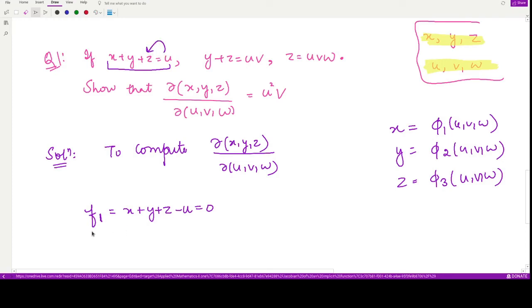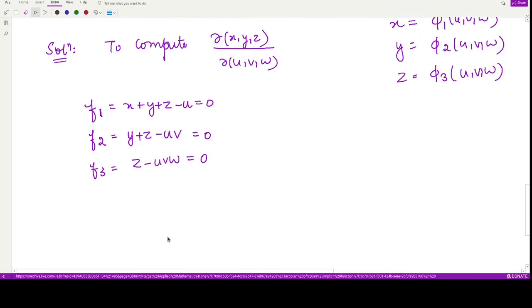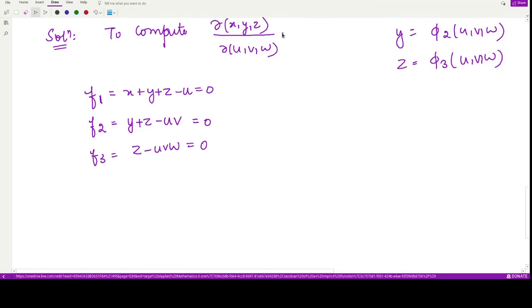So this becomes our function f1. Similarly, we can construct f2 in the form y plus z minus uv is equal to 0. And for the third function f3, we can construct this to be z minus uvw is equal to 0. So now because we have these three functions, in order to calculate this Jacobian, what would this be?